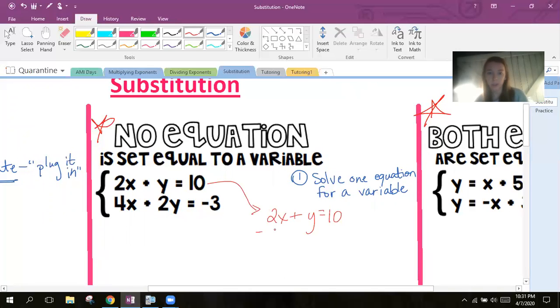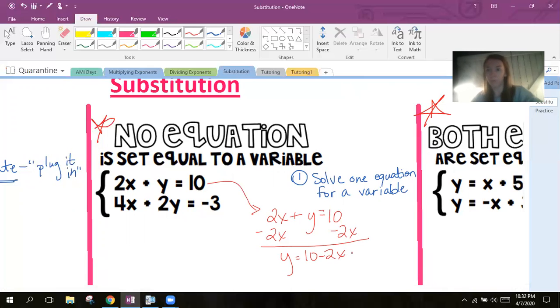Okay? So what I'm going to do is take this first equation right here and solve it for y. I'm going to do my first step and solve it for a variable. So in order to do that, I have to get this 2x and move it to the other side. So I have y equals 10 minus 2x.